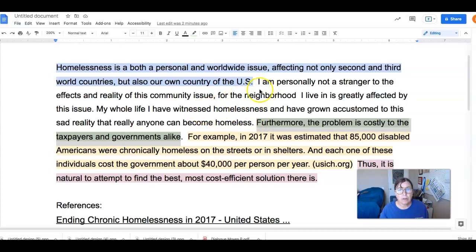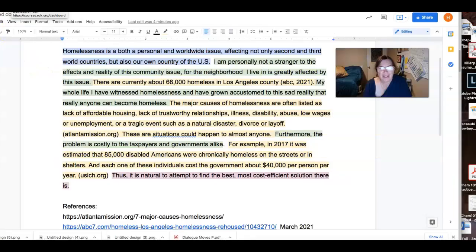In fact, I could look for an example about the neighborhood, but I'm not sure what neighborhood the author lives in, or I could look for some data about the sad reality that anyone else can really become homeless. We'll make this green and then look for some example to support that. So here's how I added in some facts and data to support the development about how the author has lived with homelessness all around him and grown accustomed to it, and also the idea that this could happen to anybody.